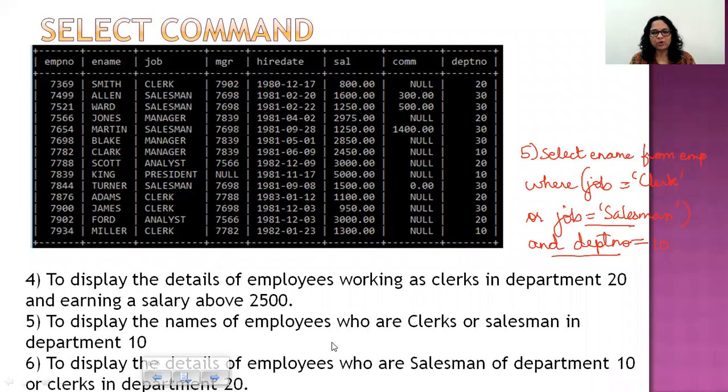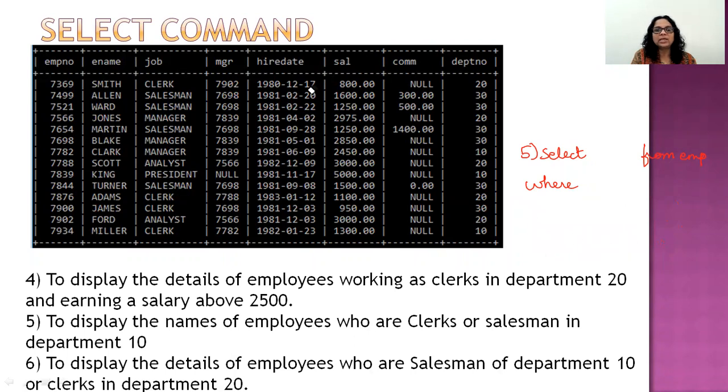Display the details of employees who are salesmen of department 10 or clerks of department 20. Okay, so details of employees. I don't need to write the whole thing. When I say details of employees, select star. He should be a salesman, so where job is equal to salesman. Now the quotes that I put can be a single quote or a double quote. It doesn't matter. He should be a salesman of department 10.